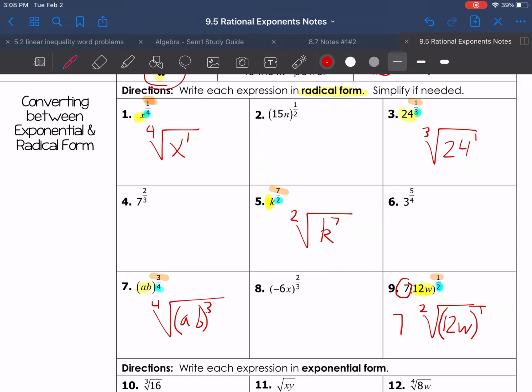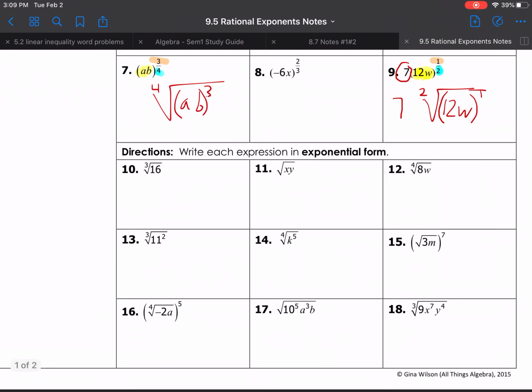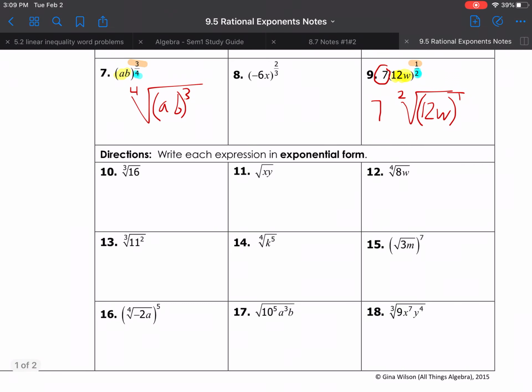But that's how you convert. You basically take your base and you write it underneath the radical. The denominator has to go as the root of the radical, and then the numerator has to go as the exponent underneath the radical. And then the other way to convert would be to take something that is already in radical form and turn it into exponential.